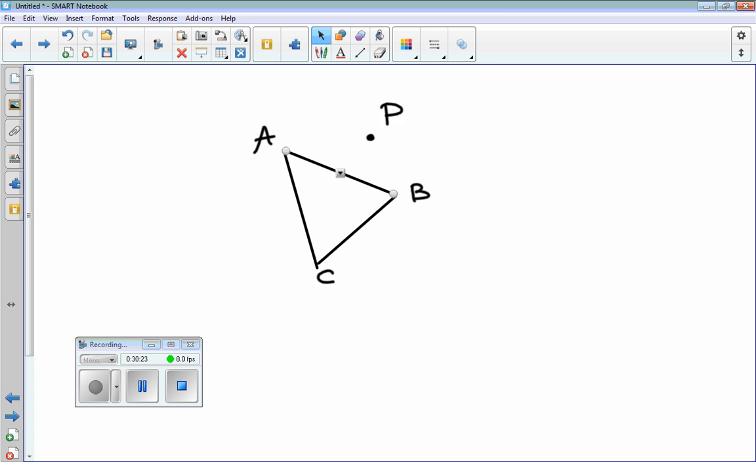Okay? Before, when we did the rotations, one of the actual corners was the center of rotation, so I only had to move the other two. Remember that? Now I have to move all three. How does that change things? All right, so how do I start? Which point do you want to move first? A. Let's move A. Perfect.